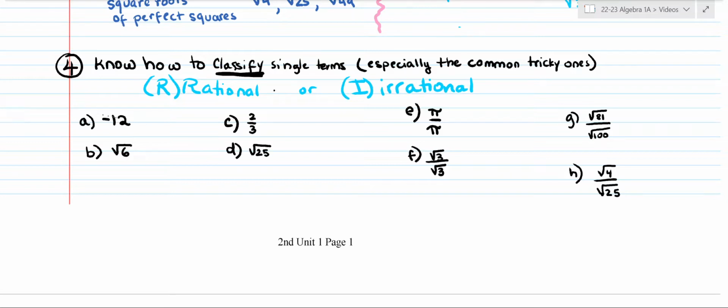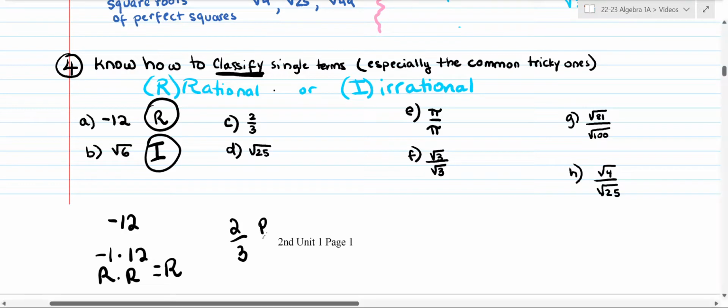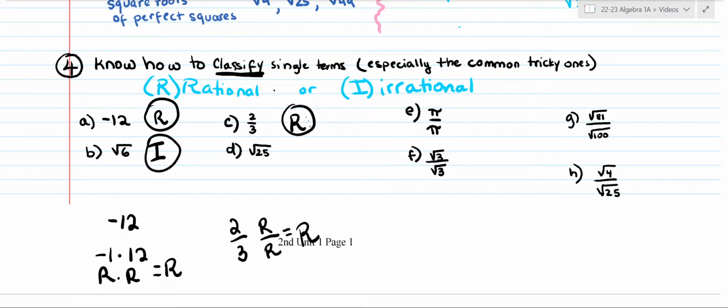This is negative 12, and this one is rational. I mean, technically speaking, negative 12 is negative 1 times 12, right? And they're both rationals, which is why you get rational. Radical 6 is not a perfect square, so it's irrational. 2 over 3. Now, if you think about it, every fraction is technically a rational number divided by a rational number, which is why they're considered rationals, okay?